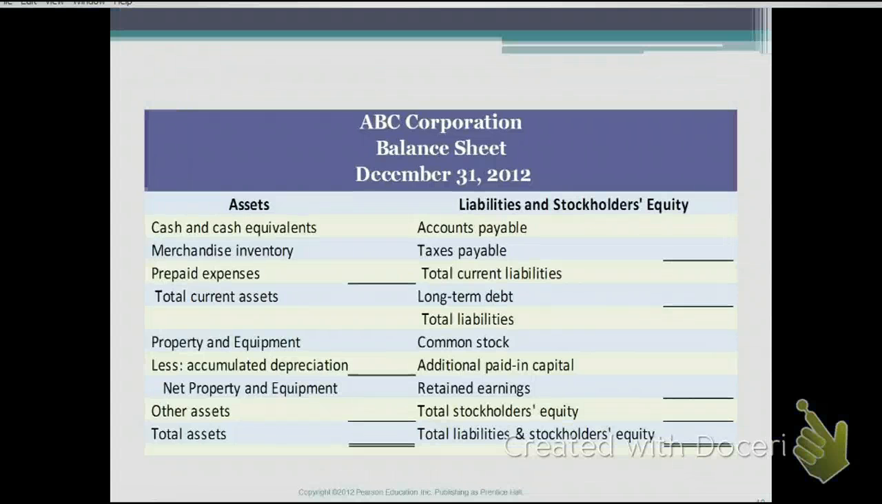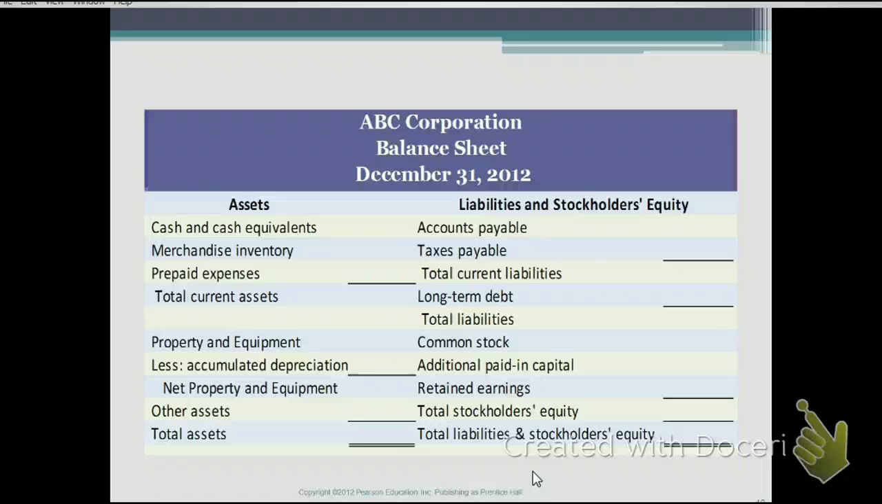Now let's take a look at how we prepare the balance sheet. Again, the first thing always is your header information. So you've got ABC Corporation, which is the name, and balance sheet, which is the name of the financial statement. Now here you've only got a date. Remember, this is the one that we prepare as a snapshot. It is not a period statement, so it's not for the year ended or for the month ended or for the quarter ended. It is a point in time. This point in time is December 31st, 2012.